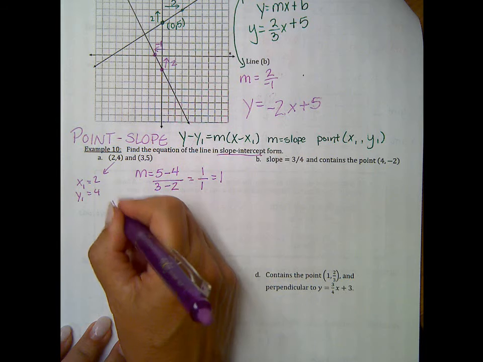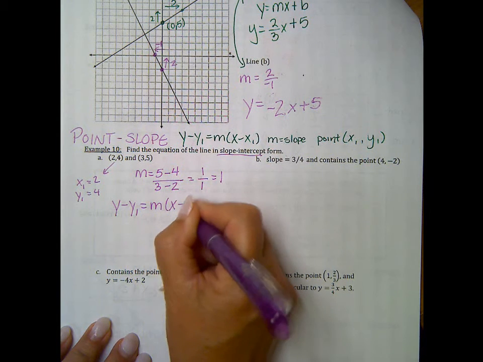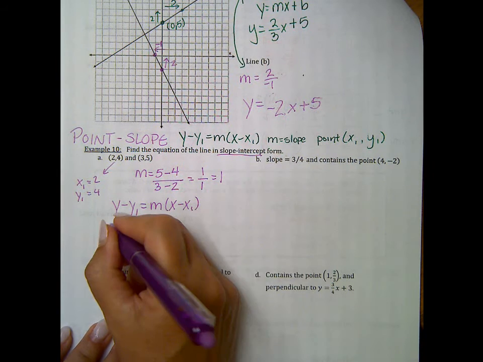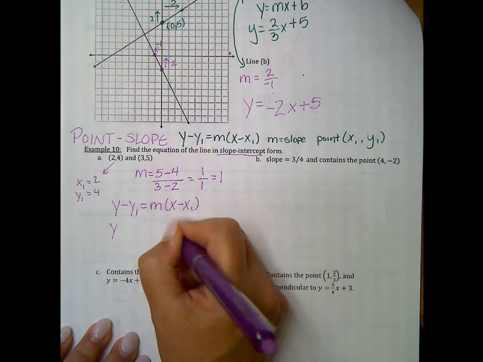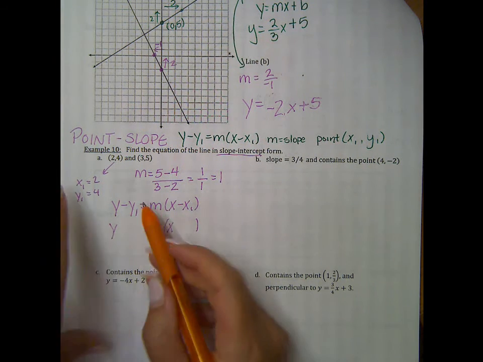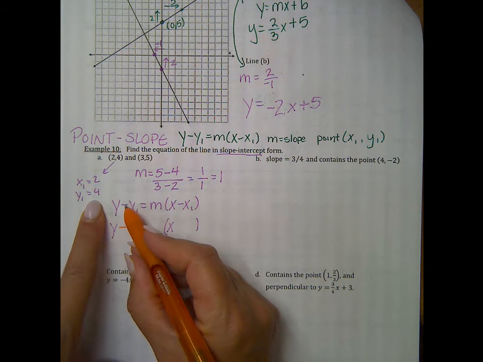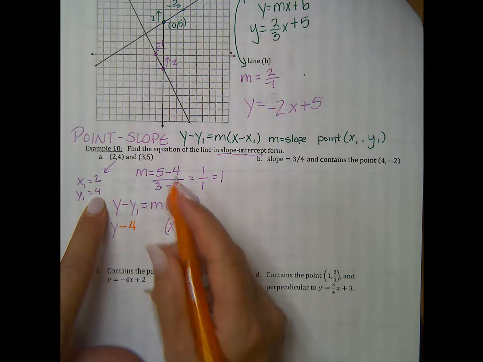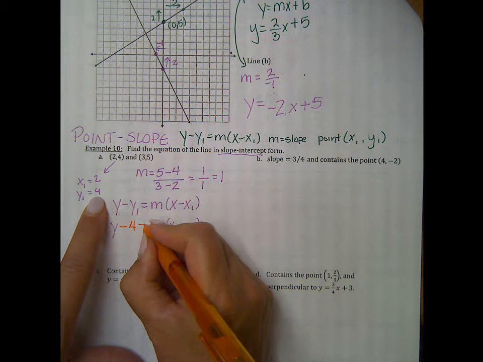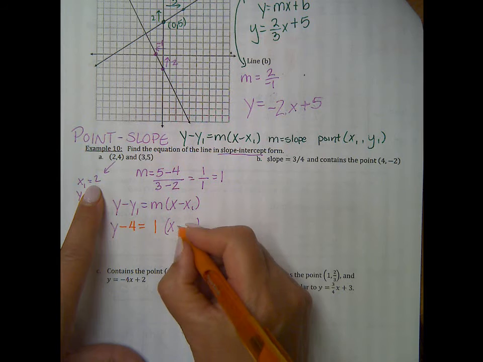Now we put it in that y minus y1 equals m times x minus x1. So our y and our x here are our variables. They stay the same, but my y1 is minus 4. This should always be subtraction, but it's a positive 4. And then our m there is 1, and our x1 is 2.